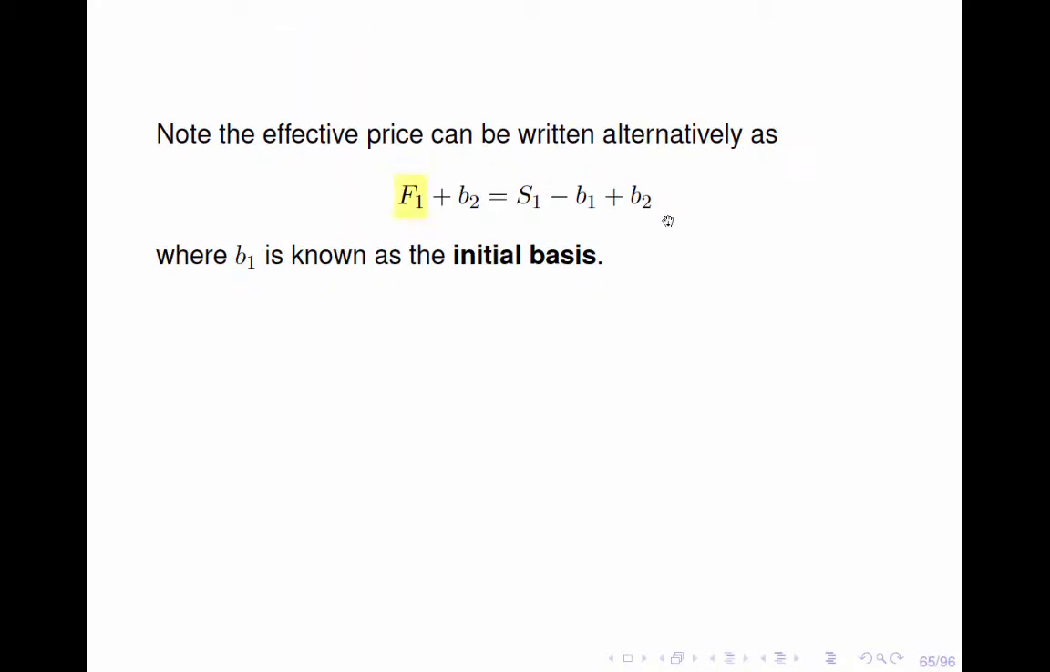If we express F1 as the difference of S1 and B1, then the effective price can alternatively be written as S1 plus the difference of the basis at time T2 and T1. Here, B1 is known as the initial basis.